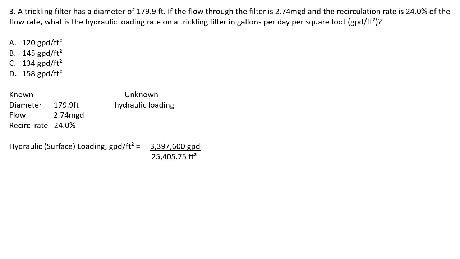So we have the 3,397,600 gallons per day divided by 25,405.75 square feet. So you do division, and your answer is 133.73 gallons per day per square foot, and your closest is going to be the answer C, 134.